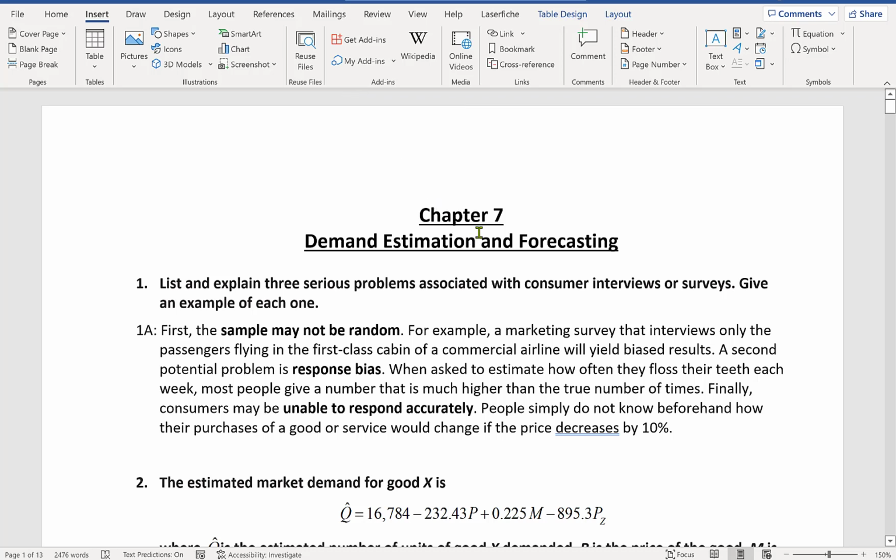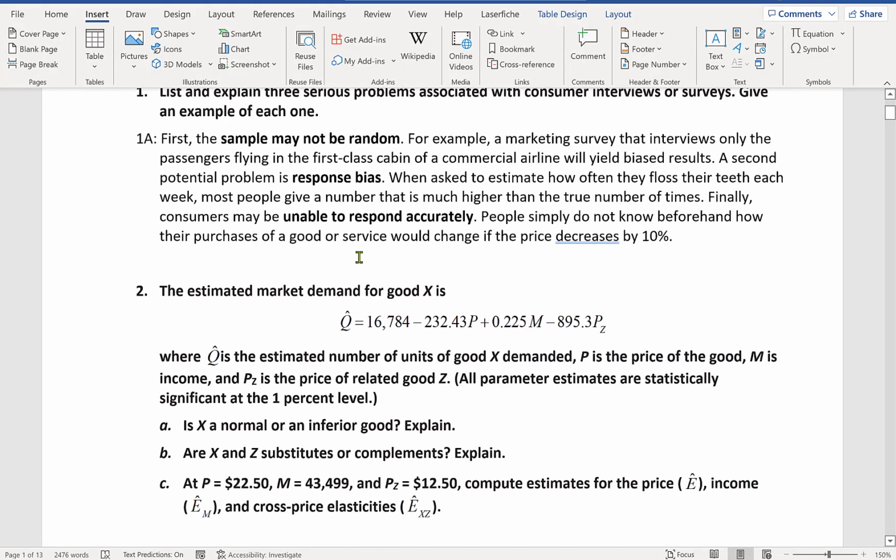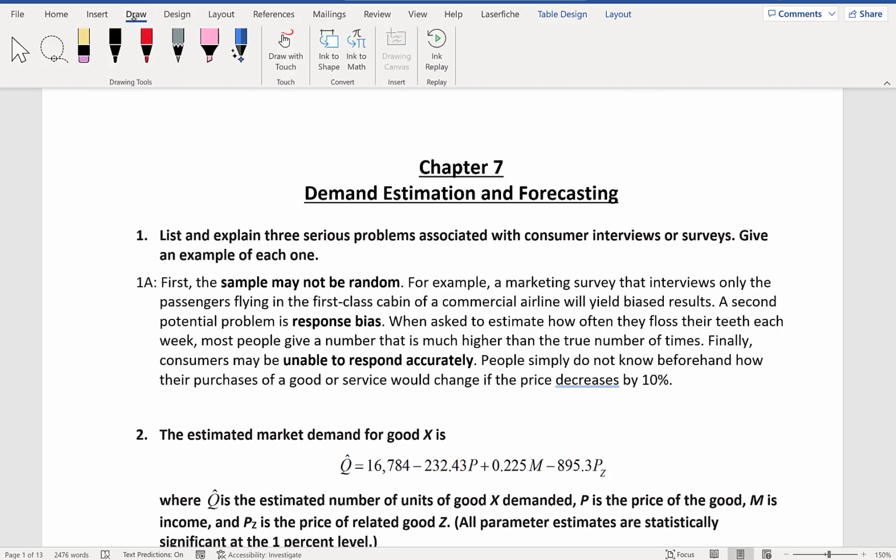Hello everyone, this is chapter 7 problems. We are going to solve some of these questions that I posted on chapter 7 problems. So let's get started. I am not going to work on these essay type questions.